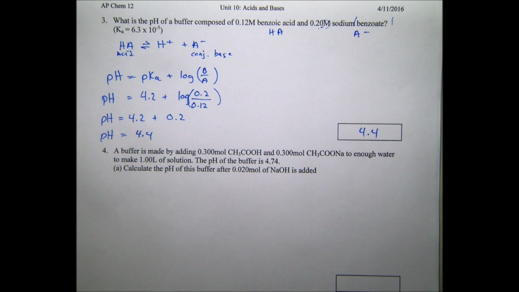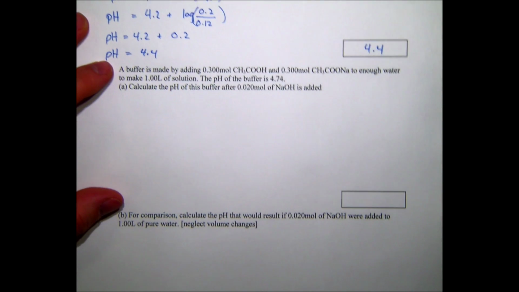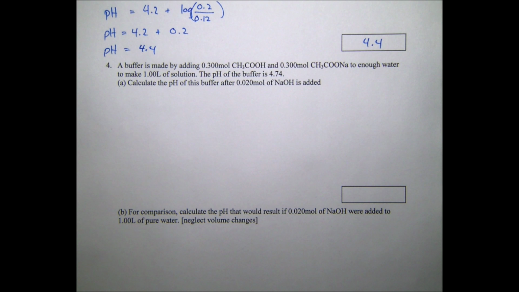So for question 4, we have essentially a little more work to do. It says a buffer is made by adding 0.3 moles of acetic acid and 0.3 moles of sodium acetate to enough water to make a 1 liter solution. The pH of the buffer is 4.74. Calculate this pH after 0.02 moles of NaOH is added. So this is going to look very familiar, how we're going to approach this, but it's actually not going to use an ICE box. We're going to use a before, change, and after box.